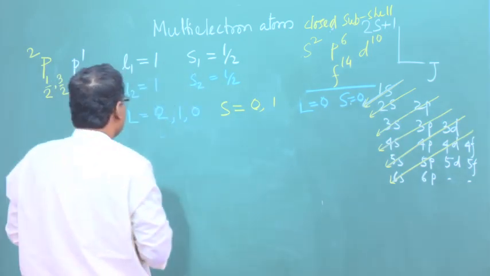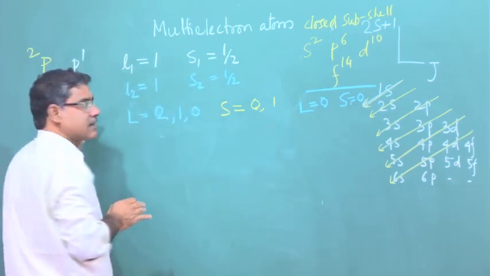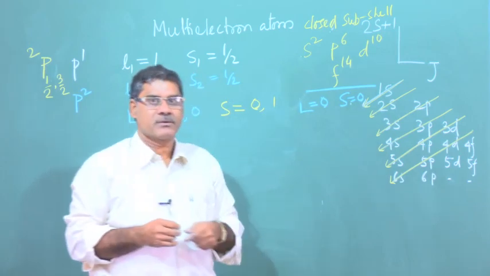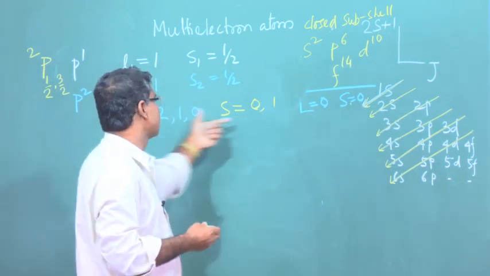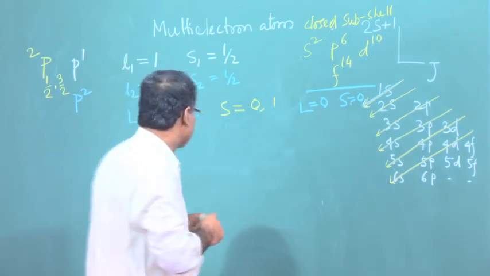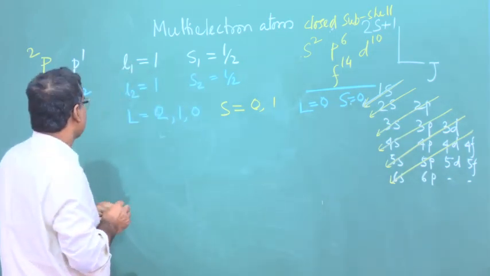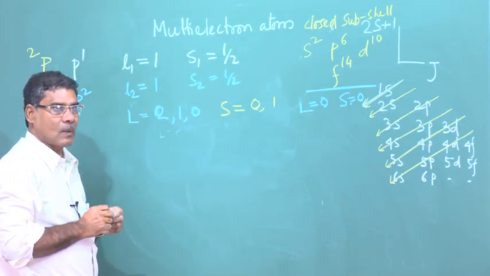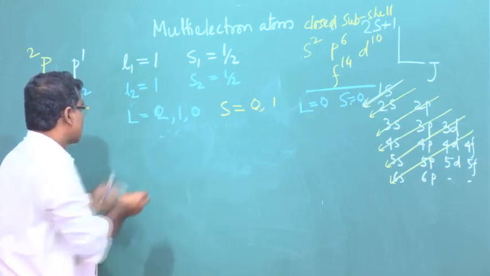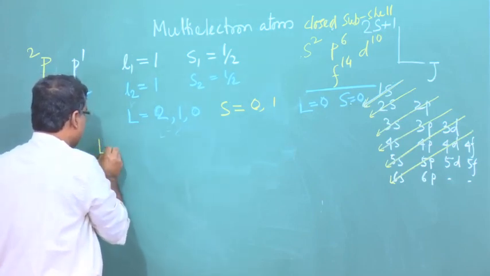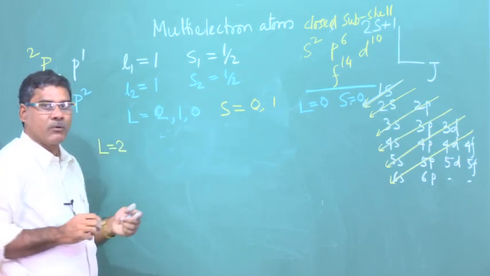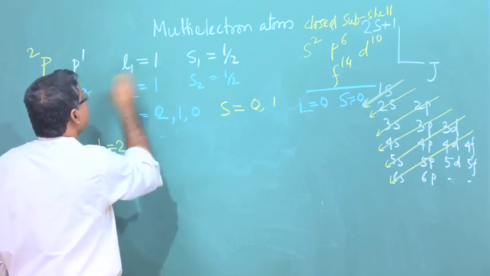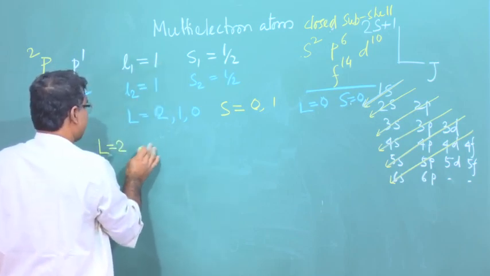Now, as I told, since these are equivalent electrons, I have to check whether all combinations of L and S are allowed or not. How to check? So, this L equal to 2. For L equal to 2, what will be the ml value? Ml value for the individual electrons, so I have to find out.